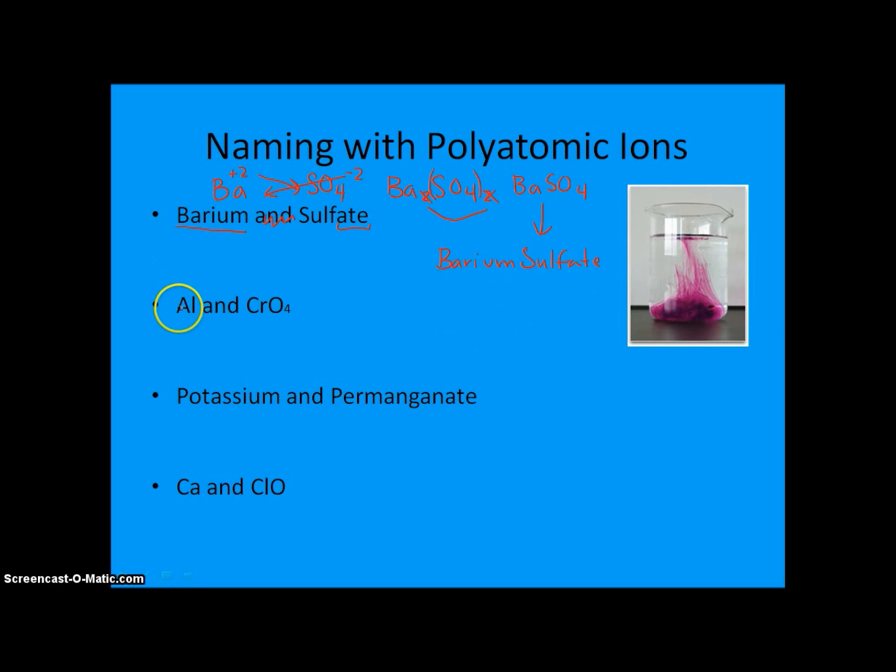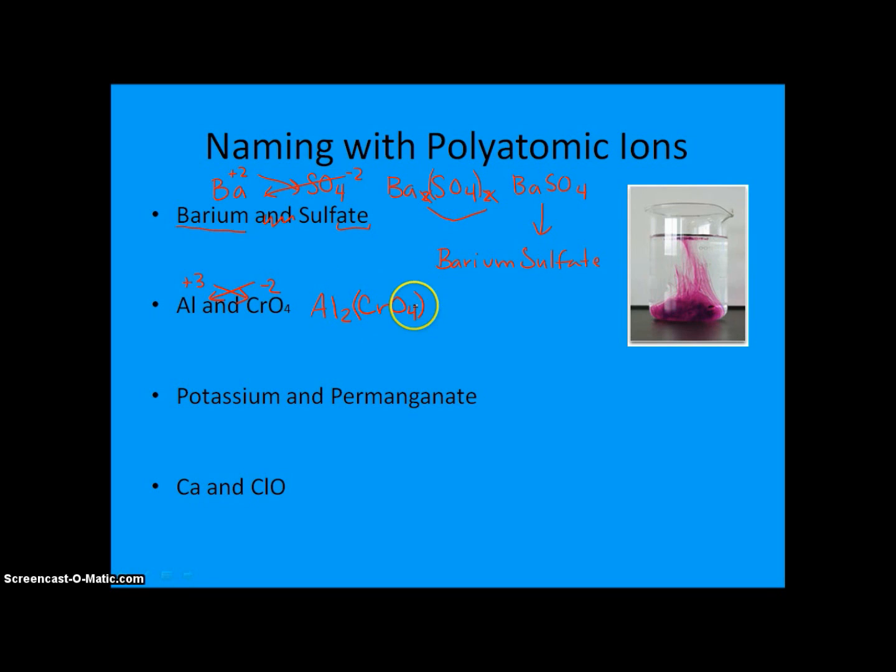Right. So aluminum is +3, chromate is -2. Oh no, I believe... Oh no, yes, it is -2. Okay. It's -2. I couldn't remember for a second. I haven't looked at these. I know you guys are like, oh, be quiet. All right. So now we have Al2(CrO4)3.